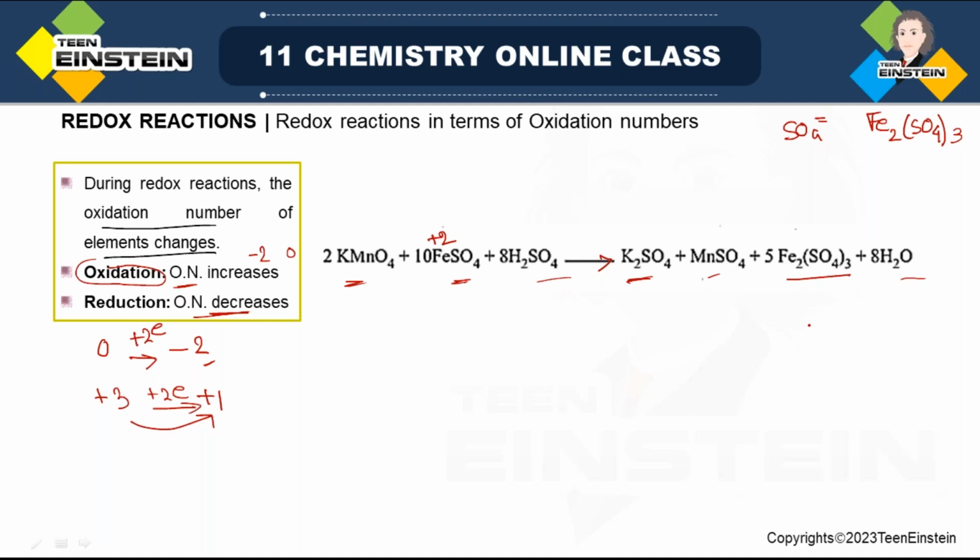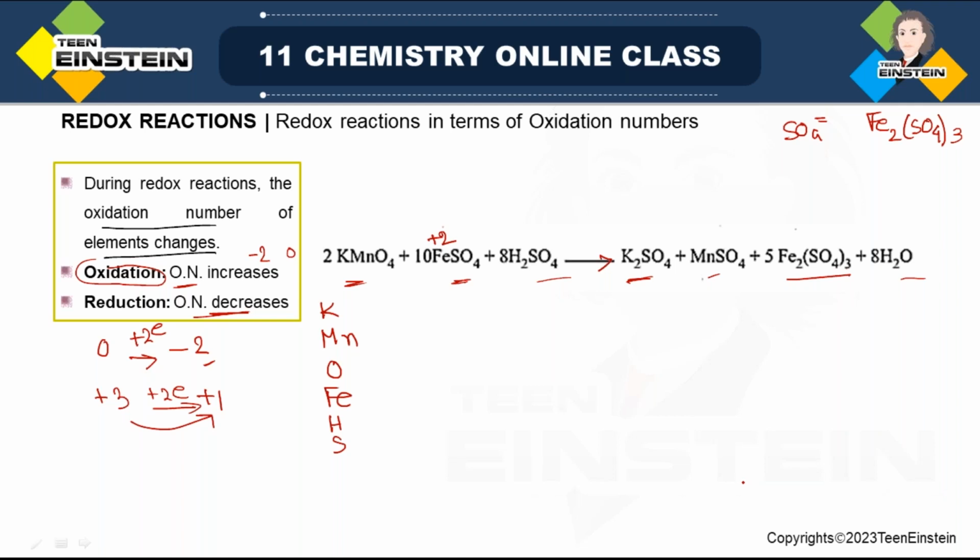You can check whether there is any change in oxidation number. It is not necessary, as I have said, that all the elements will change. So how many elements are present here? We have potassium, manganese, oxygen, sulfur, iron, and hydrogen. So in total 6 elements we have, right?